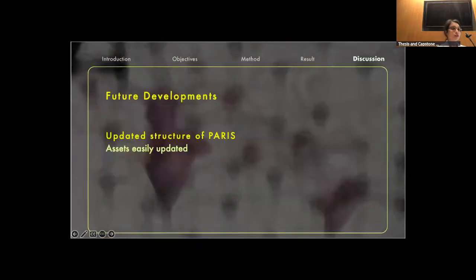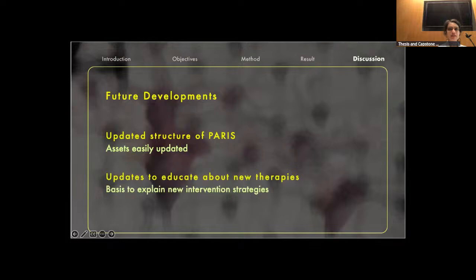Future developments for this project include: first, assets for PARIS can be easily updated when the molecular structure is completed. And secondly, the assets can also be updated as research progresses and adapted for education about new therapies in the future.